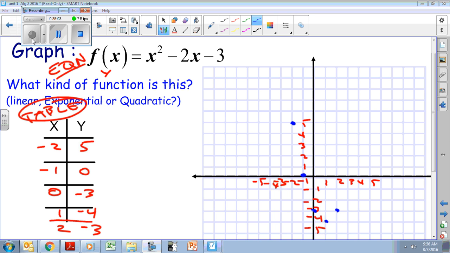Technically, if I was connecting the dots on this, these dots make the letter U. That letter U is the official shape called a parabola. We say it's quadratic. Anything that has x to the second power is quadratic. You can just write this part down. We're going to say it over and over this unit. Anything else I need to know?